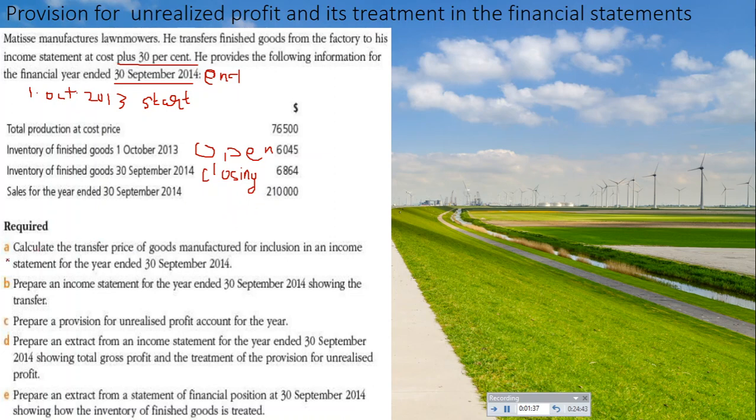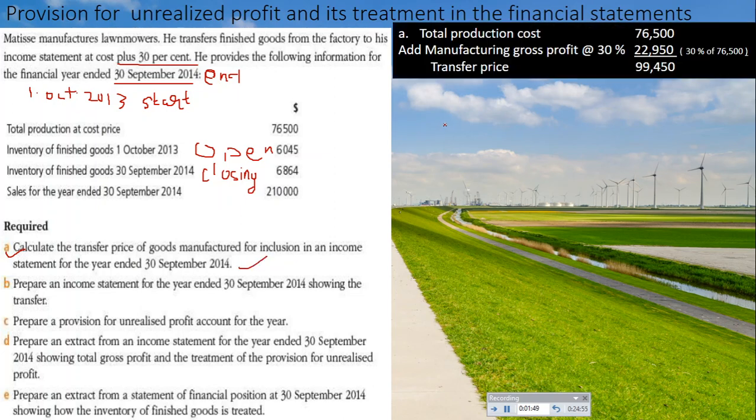So question A is saying calculate the transfer price of goods manufactured for inclusion in an income statement for the year ended 30 September 2014. So we are supposed to find the transfer price, very simple. So this is how we do it. Total production cost, you have 76500 given out here. Add your manufacturing gross profit, 30% is given out here. So 30% of 76500, if you use a calculator, you will get 22950. You add it up, you get a transfer price of 99450.